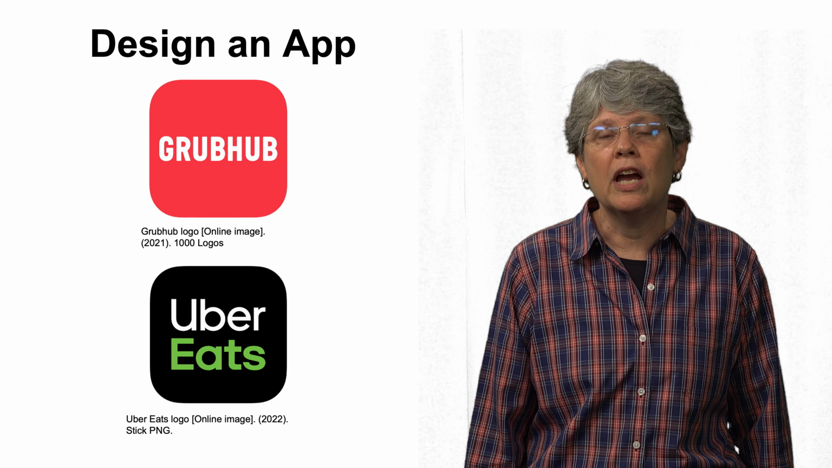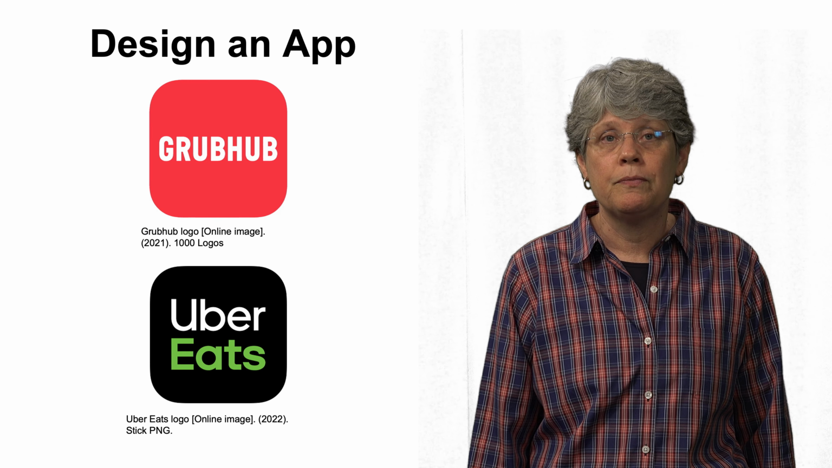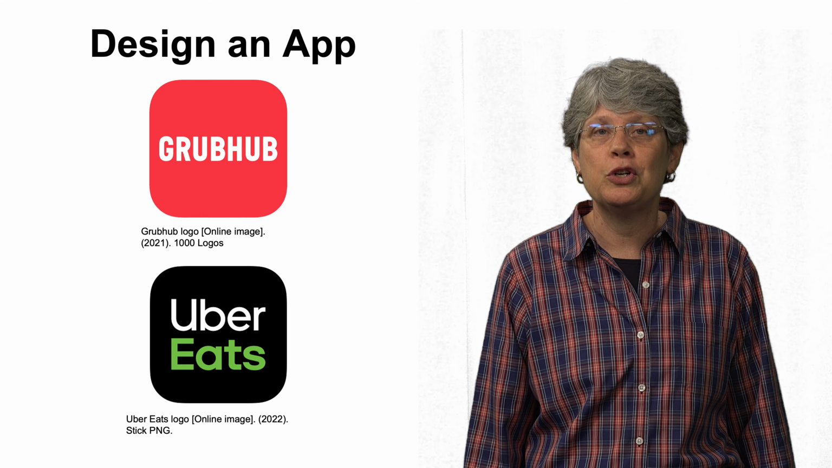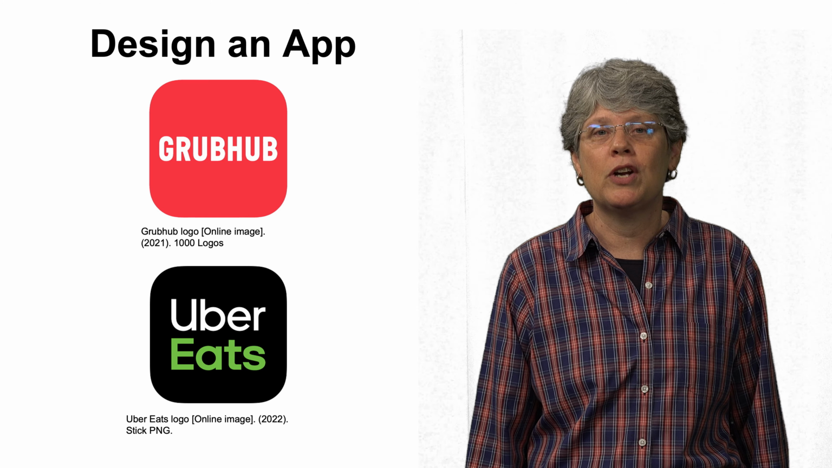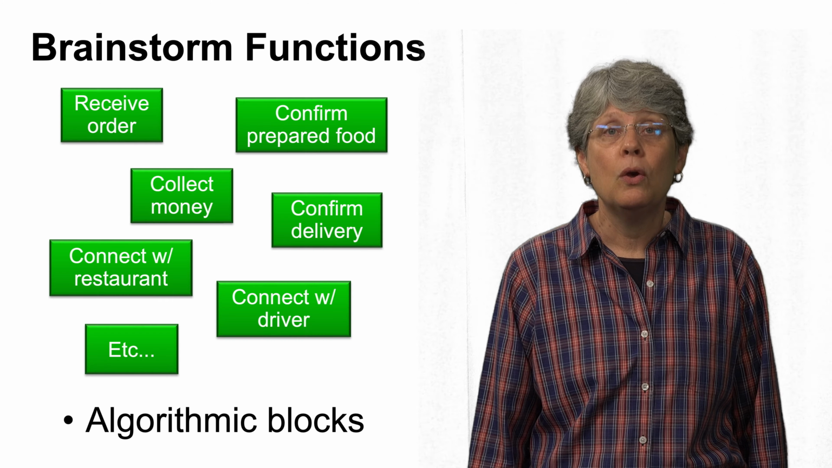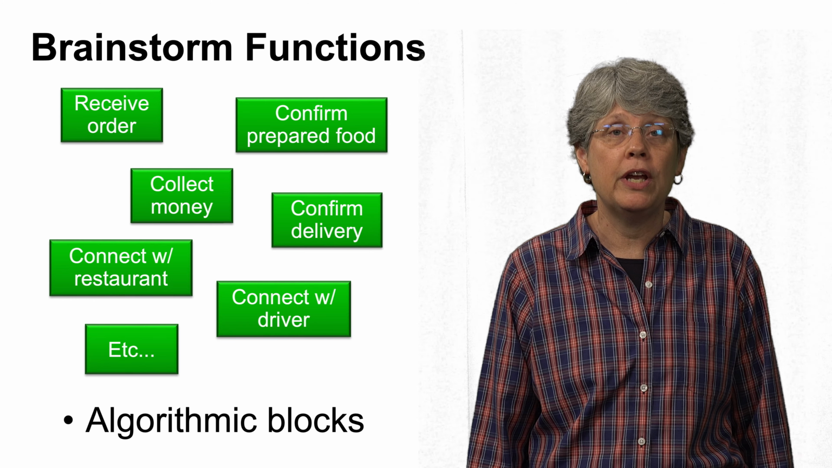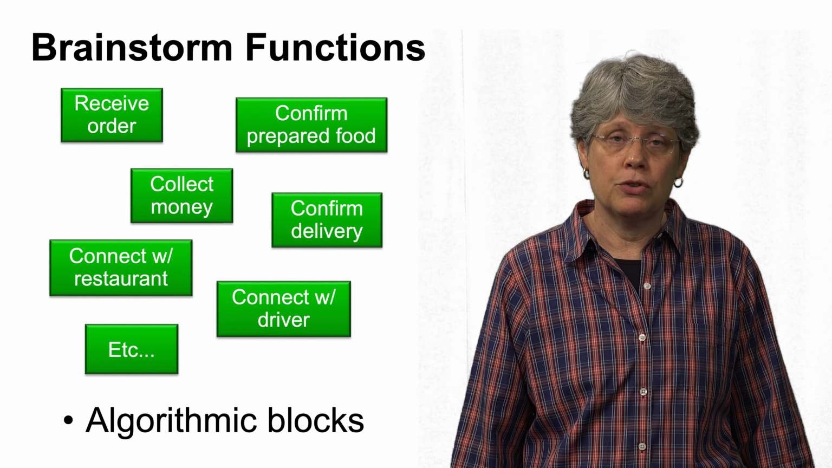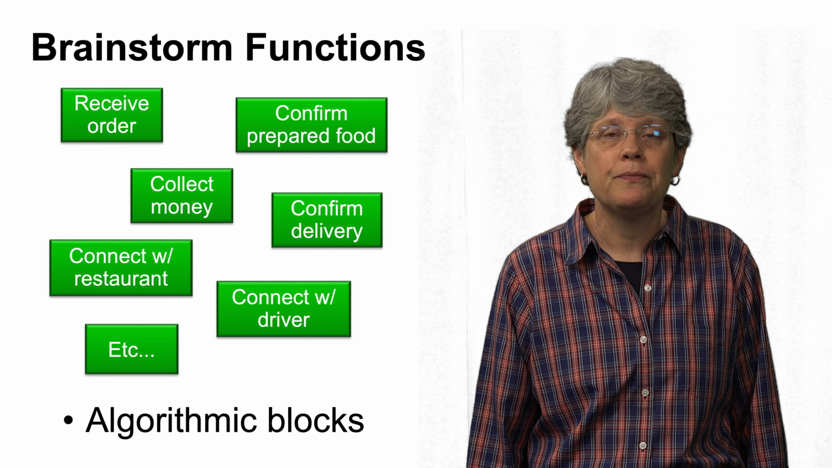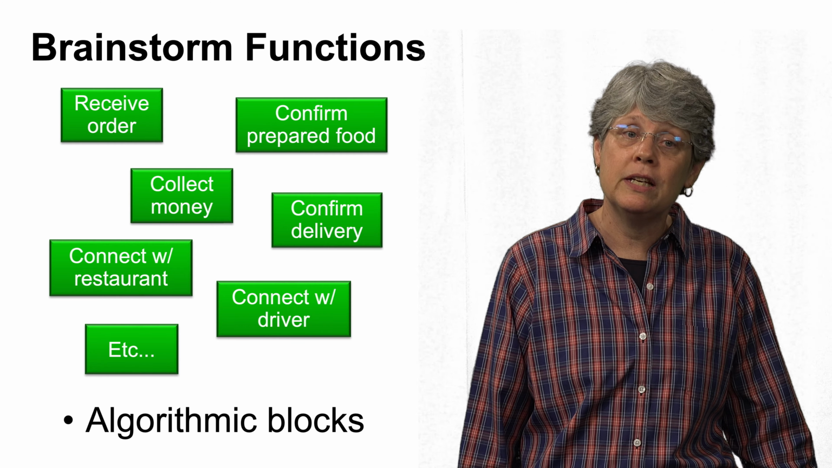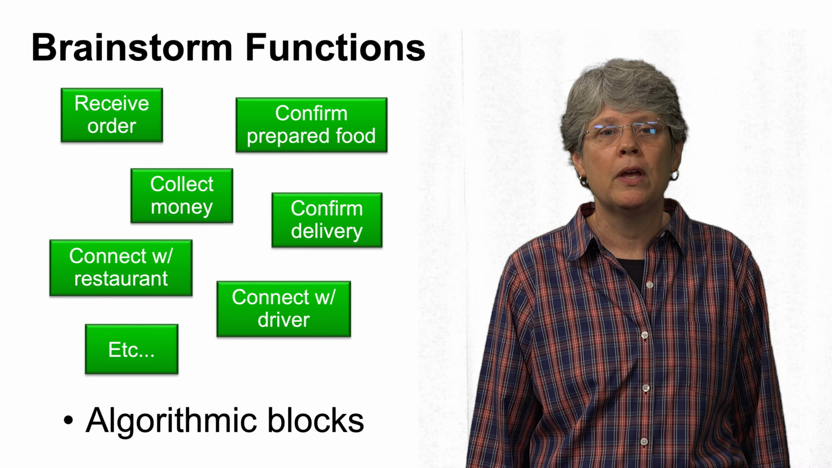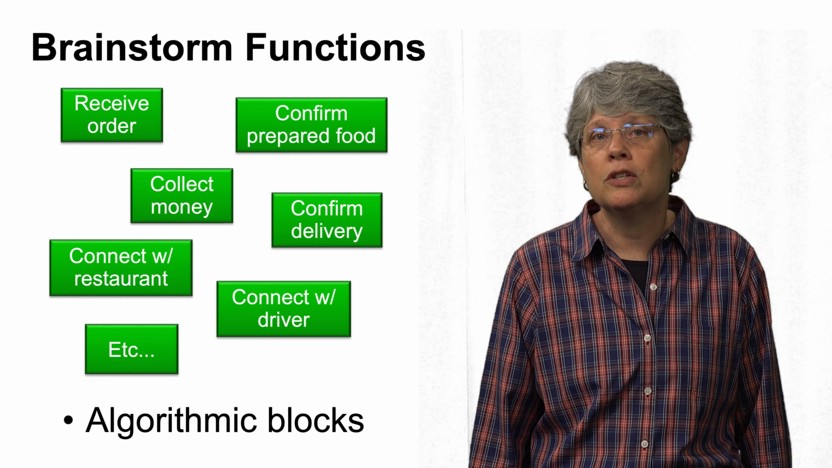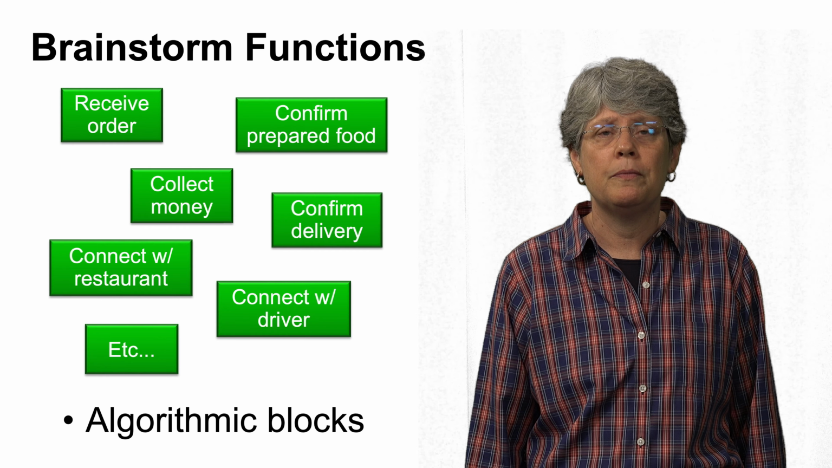A second example would be to design an app. Many of you have probably used Grubhub or Uber Eats in order to order food from a restaurant and have it delivered. When I brainstormed some functions for creating an app, I had some ideas such as receive orders, confirm that the food is prepared, connecting with the restaurant, collecting money, connecting with the driver, and then confirming that the food had been delivered. I can imagine if you did this, you would come up with several others as well.